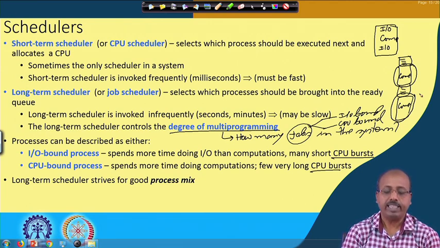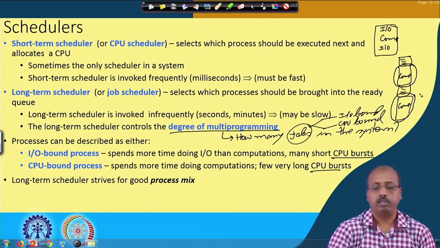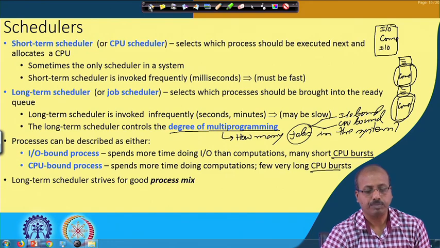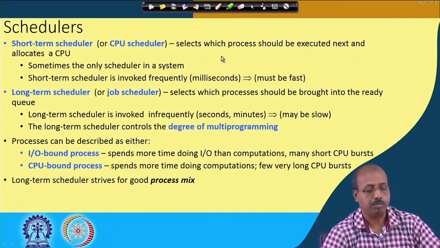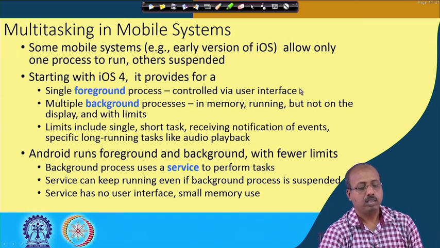As I said, a good job mix should have both CPU bound jobs and IO bound jobs in the system. So, the long term scheduler will try to get a good process mix. That is required. We will see how this is done by different schedulers.